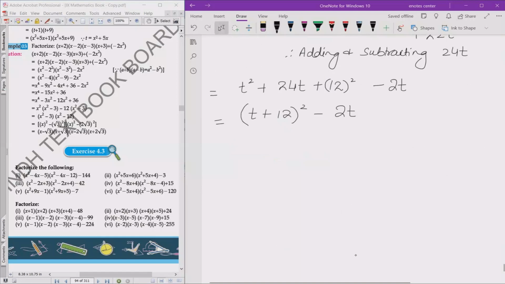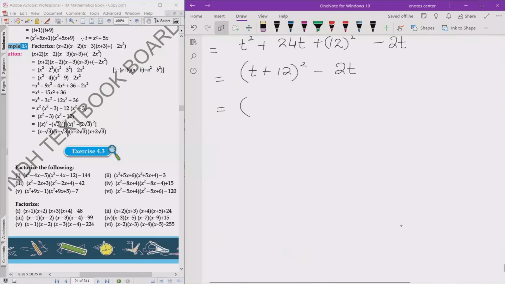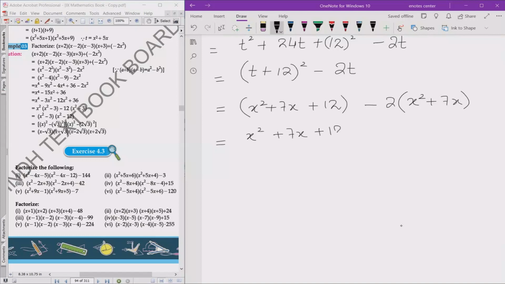So first we will put the value of t: x squared plus 7x plus 12, and this one is 2 times x squared plus 7x. Now we will simplify this term: x squared plus 7x plus 12 minus 2x squared minus 14x. We will further simplify: minus x squared, and this one is minus 7x, and this one is plus 12, right? So first we will take minus 1 common, and x squared plus 7x minus 12 is here.